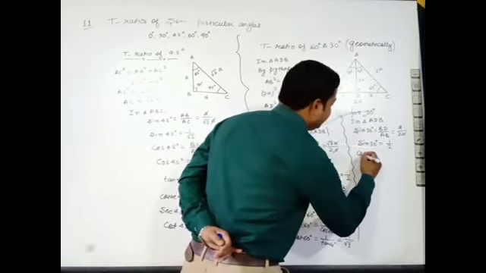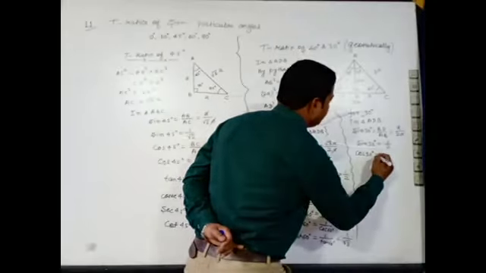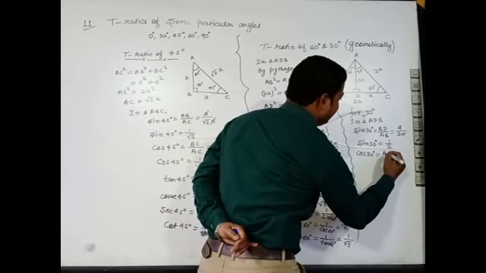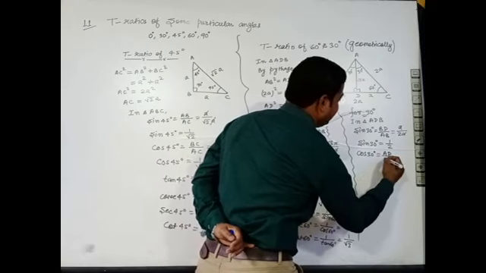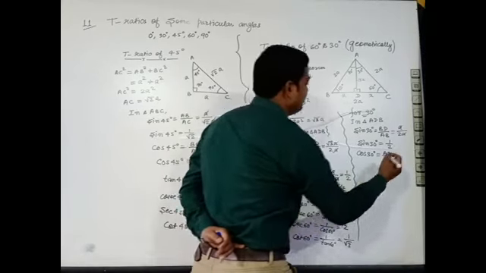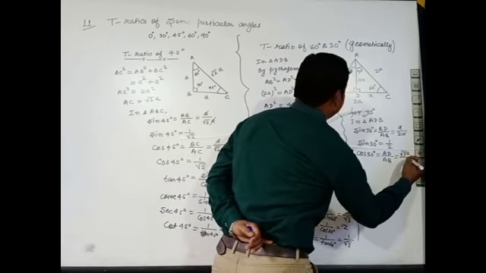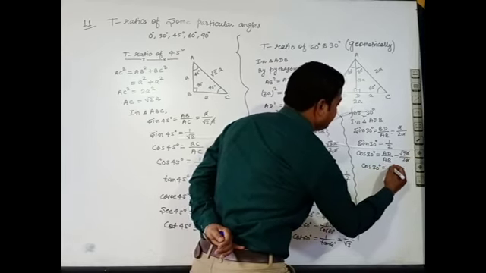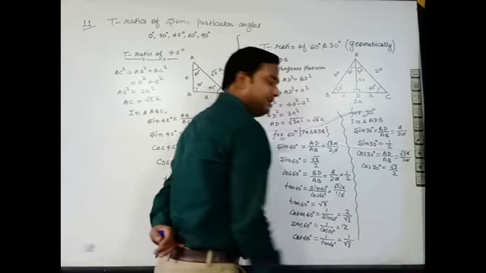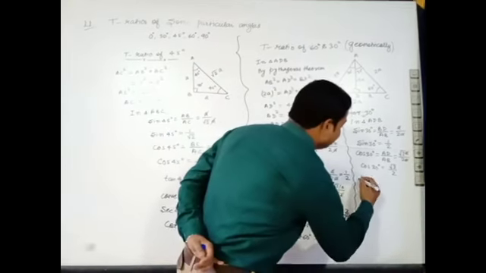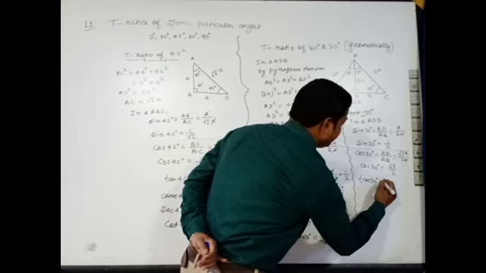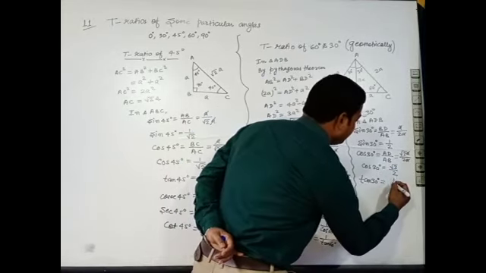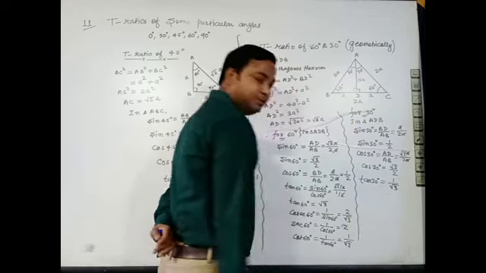Now cos 30 equals base by hypotenuse, AD by AB. The value of AD is root 3A by 2A. A cancels, it means cos 30 equals root 3 by 2. Then tan 30 equals sin 30 by cos 30. 2 cancels, it means 1 by root 3.